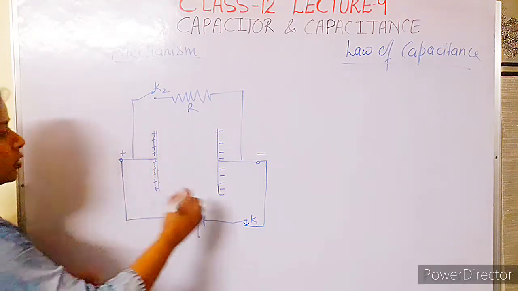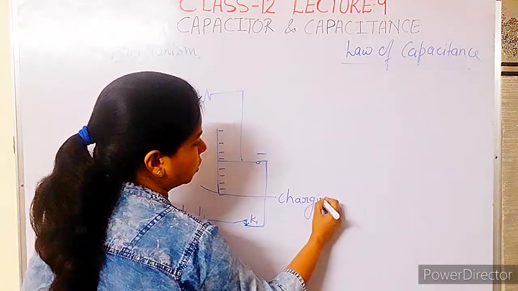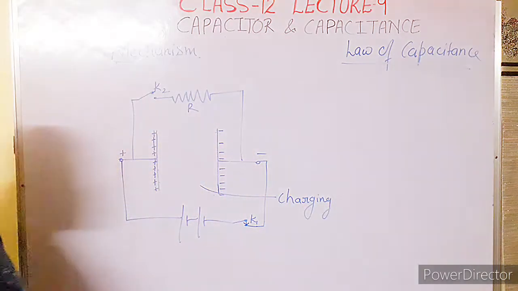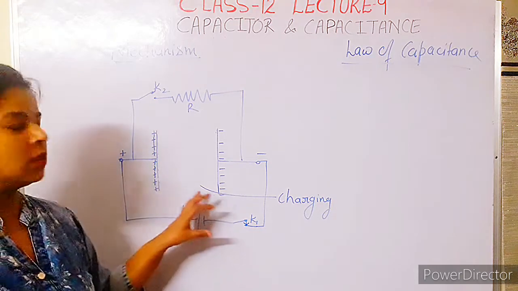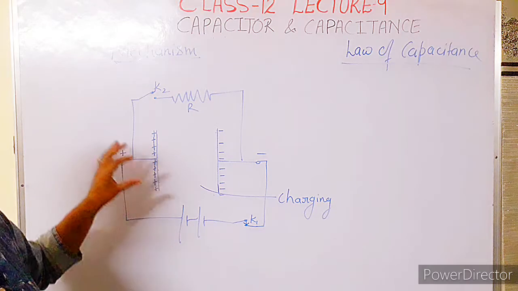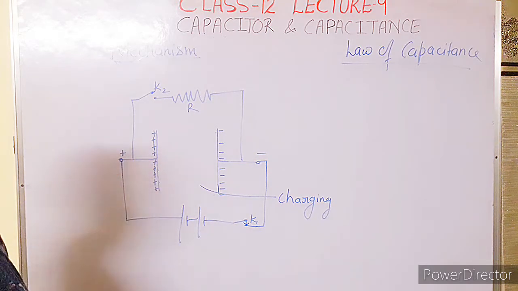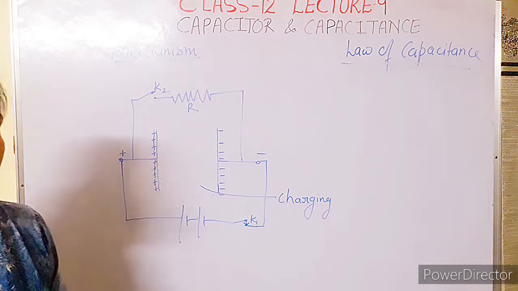So this method is known as charging of capacitor. The capacitor is charged. So this capacitor is charged now. It is full of charges, it is fully loaded, and now every fully loaded thing should be unloaded.